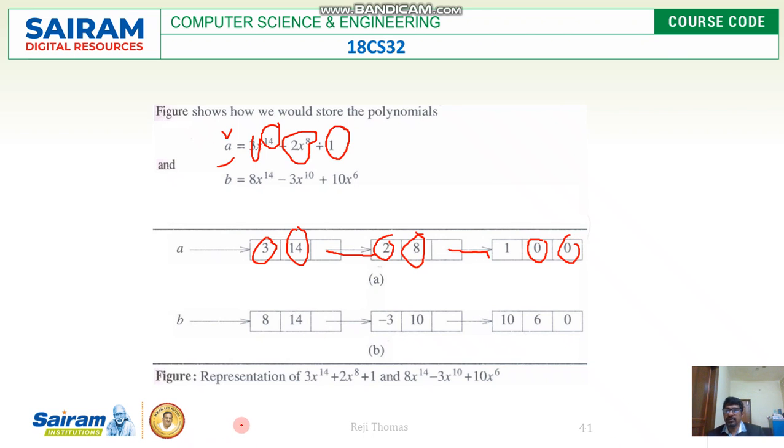Same way it is done for the polynomial B. So we have 8, 3 and 10 as the coefficients, and 14, 10 and 6 as the exponent parts, and the last part gets the address of the next node. Look at this. So we have successfully represented a polynomial in the form of a list.